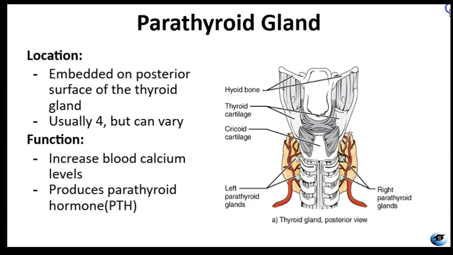Their primary function is to increase blood calcium levels, which is important for proper nerve function, muscle contraction, and even bone health. And they do this by producing parathyroid hormone, or PTH, which stimulates calcium release from the bones, enhances calcium absorption in the intestines, and reduces calcium loss in urine. So in short, while the thyroid helps lower blood calcium through calcitonin, the parathyroid works to raise calcium levels, keeping this important mineral within a healthy range.